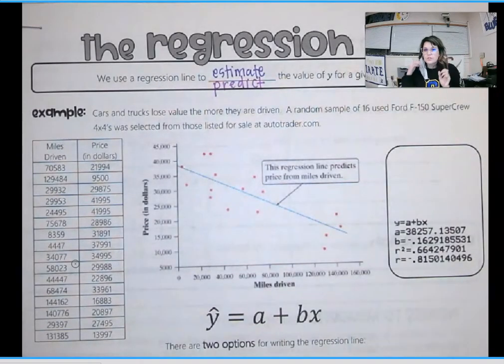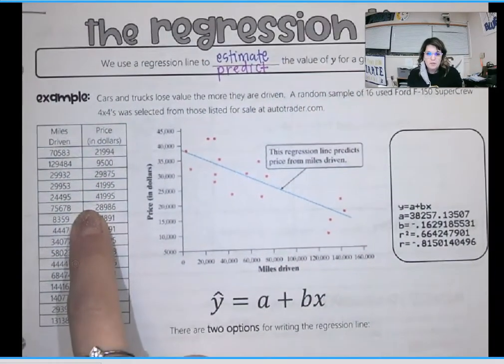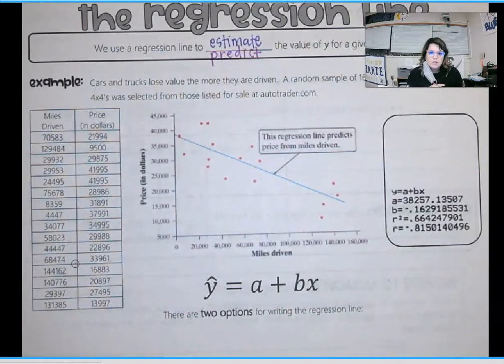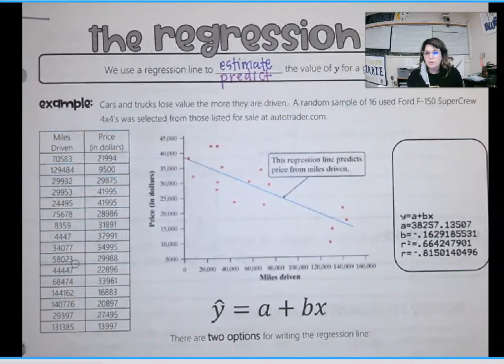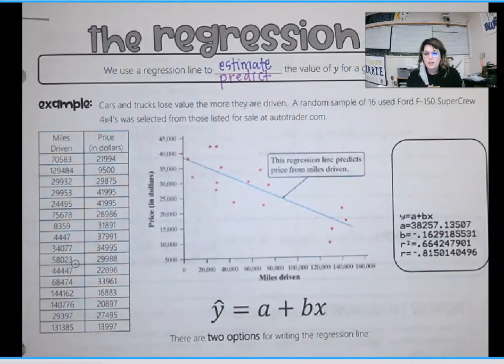Okay, so the investigation of this line is all based around this data set. Cars and trucks lose value the more they are driven. A random sample of 16 used Ford F-150 Super Crew 4x4s was selected from those listed for sale at autotrader.com.